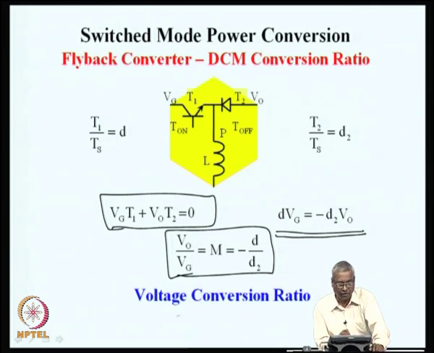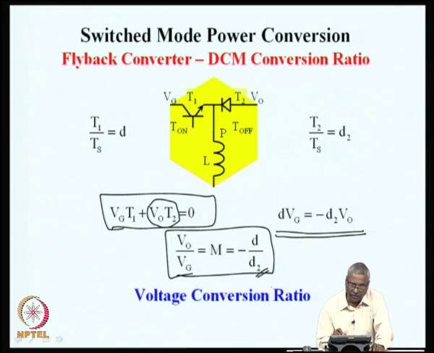Now, instead of the 1 minus D in the denominator, the inductor de-energizing or inductor discharge time is not 1 minus D, it is only D2, and on account of that the ratio is just minus D by D2. This voltage conversion ratio will be higher than what we had seen in continuous current mode as minus D by 1 minus D, because D2 is less than 1 minus D.